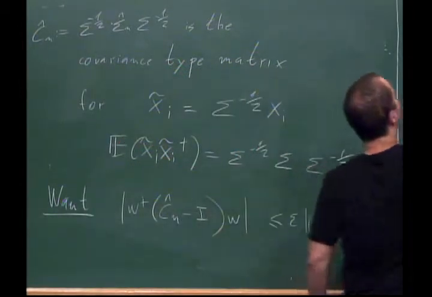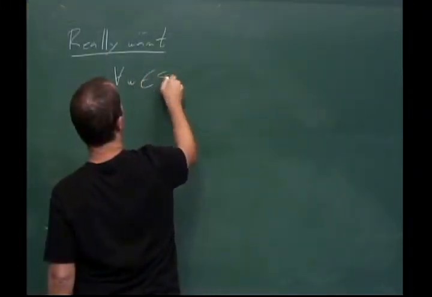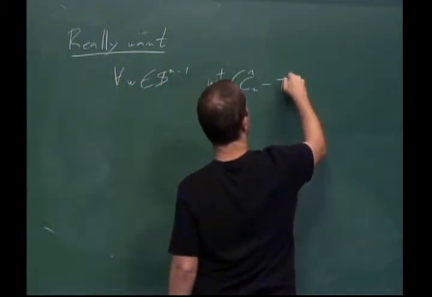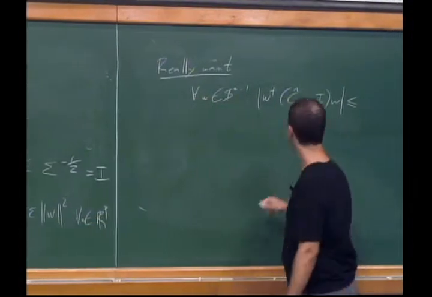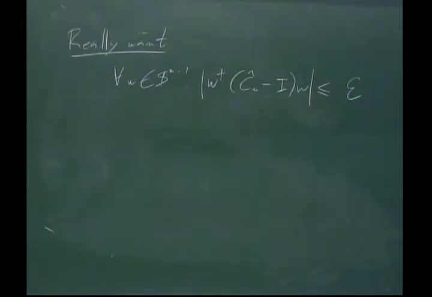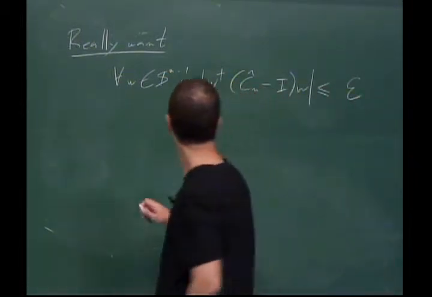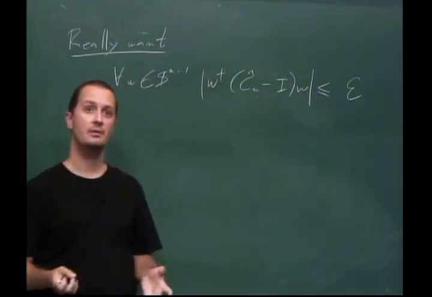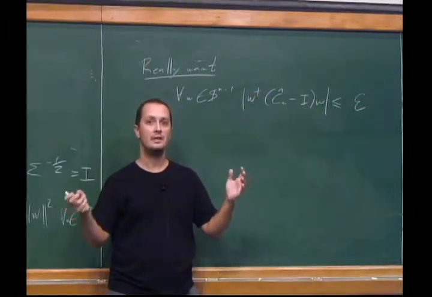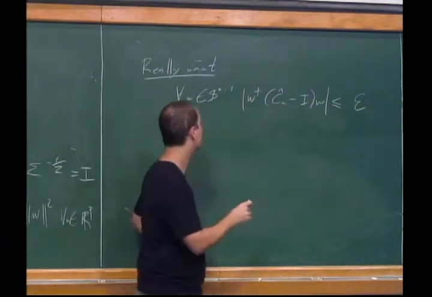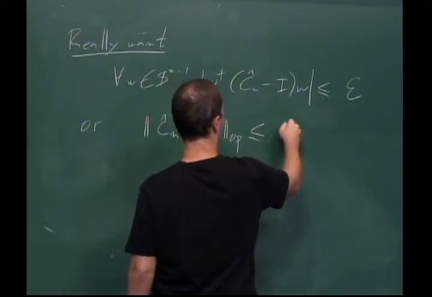So what you really want is that for all W in the sphere, but of course, if you take a vector of norm 1, then you don't need to have the norm of W here. And what is this thing? This is a symmetric matrix, right? We know that if you take a symmetric matrix A, say, and you look at the maximum of the inner product of W times AW over all W of norm 1, that's exactly the operator norm, right? And we've been saying this several times. So what we want is that this matrix here has an operator norm less than epsilon.